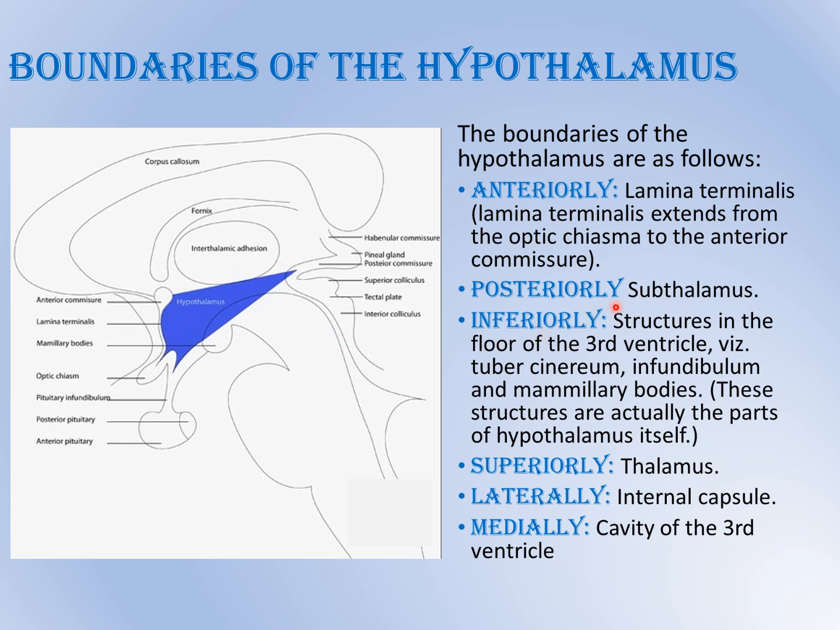And posteriorly there is a subthalamus, and inferiorly the structures in the floor of the third ventricle, tuber cinereum, infundibulum and mammillary bodies, and these structures are actually the part of the hypothalamus itself. And superiorly there is a thalamus, and laterally internal capsule, and medially the cavity of the third ventricle.